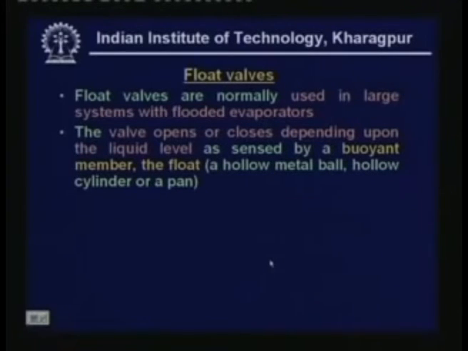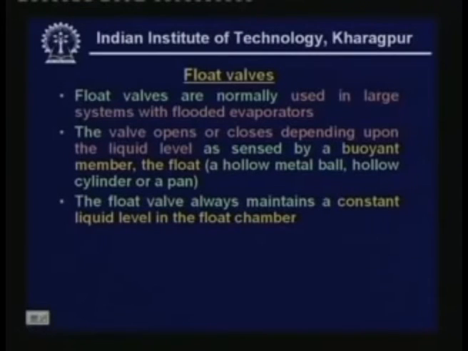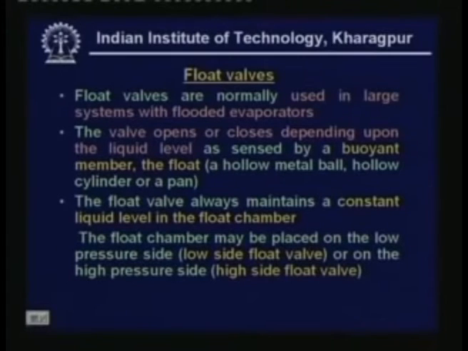The buoyant member is called as the float, and this float can be a hollow metal ball or a hollow cylinder or a pan. This float valve you must have seen, normally we use it in our water tanks to prevent the overflow of water in overhead water tanks. The refrigerant float valve is also somewhat similar in operation. And the float valve always maintains a constant liquid level in a chamber called as a float chamber. The float chamber may be placed on the low pressure side, then you can call it as a low side float valve, or on the high pressure side, in which case you call it as a high side float valve.